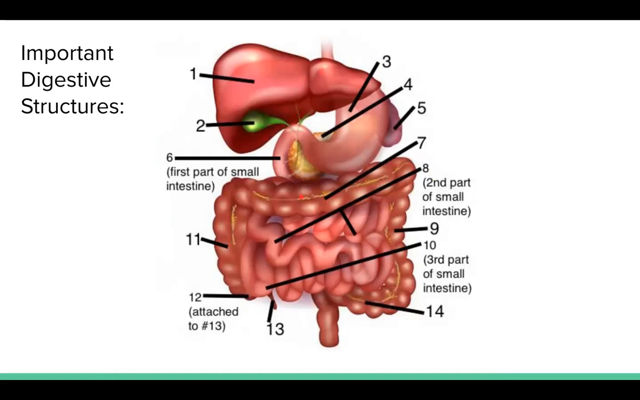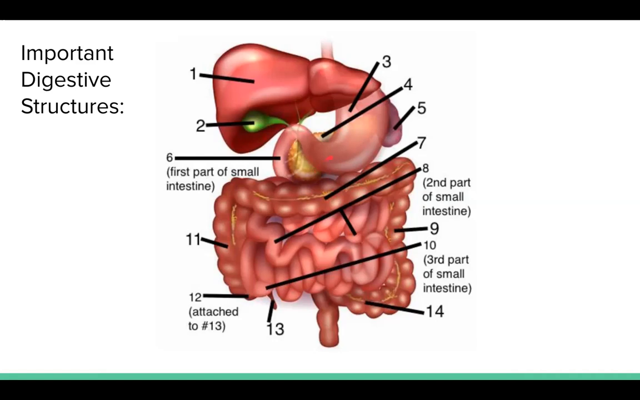Structure number 3 is the stomach, where food first enters through the esophagus and then is broken down through chemical and mechanical digestion. The yellow structure, labeled number 4 behind the stomach, is the pancreas, which produces digestive enzymes to break down fats and carbs and proteins. Structure number 5 is the spleen, which filters blood.